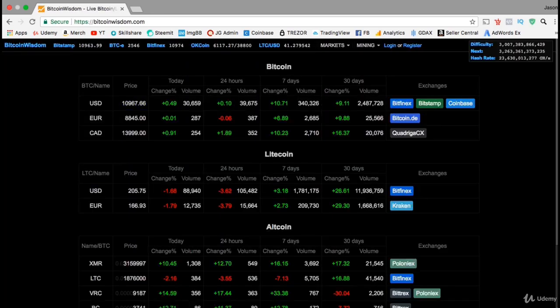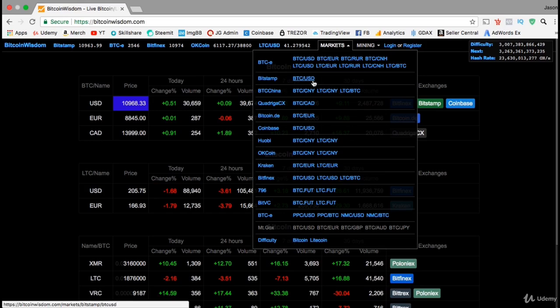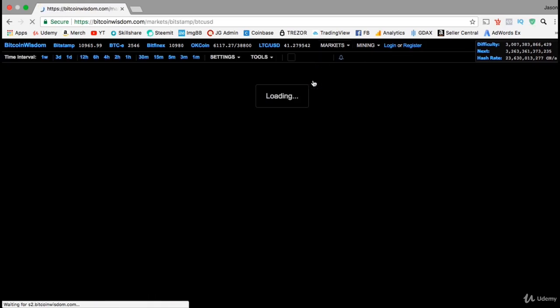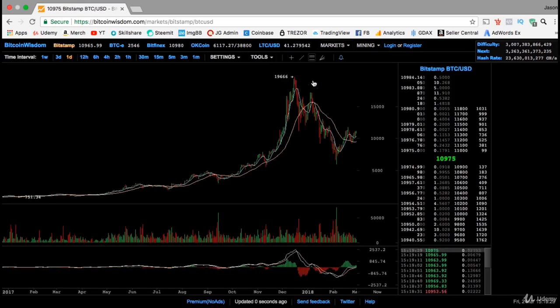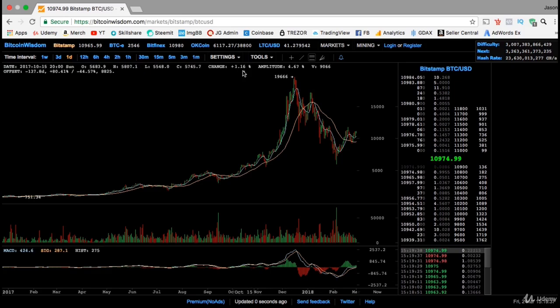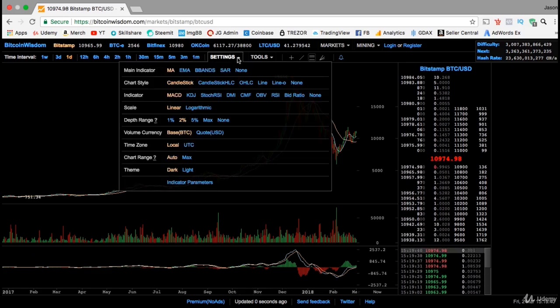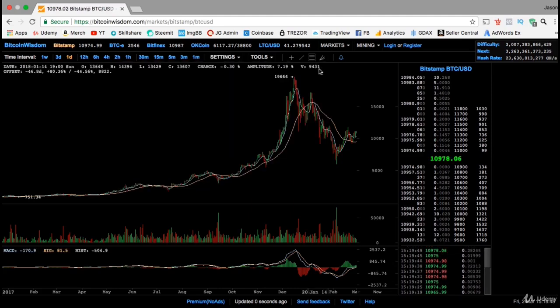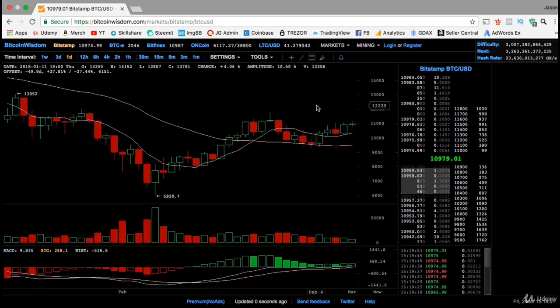So let's head over to Bitcoin Wisdom and take a look at moving averages for the current Bitcoin candlestick chart. Let's select the Bitstamp Bitcoin USD chart here, and here's our Bitcoin daily candlestick chart. Both of the lines that are already on our chart are our moving averages. If you hover over the settings drop-down menu, you can see multiple different options you can use for your chart. If you wanted to change over to exponential moving averages, simply go to the main indicator tab and select EMA. But for now, let's just stick with simple moving averages.